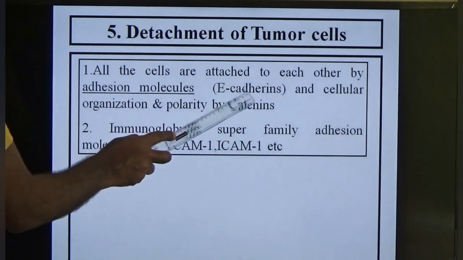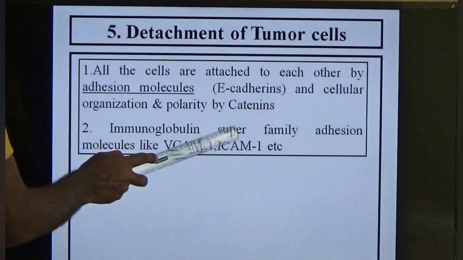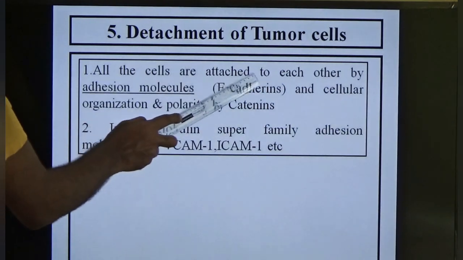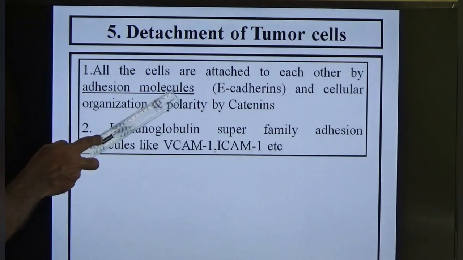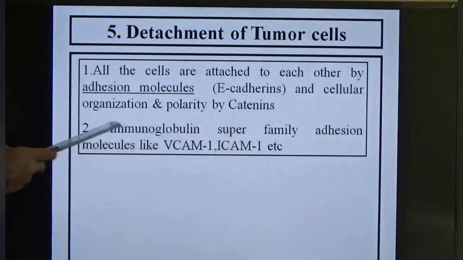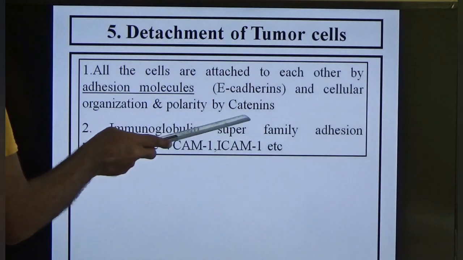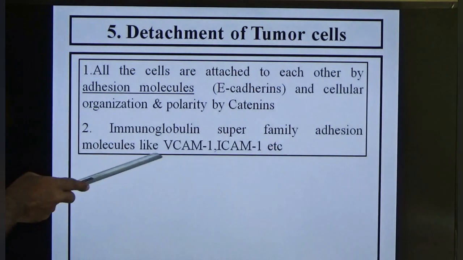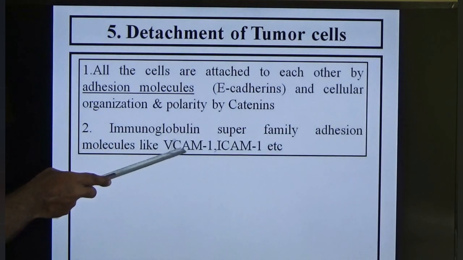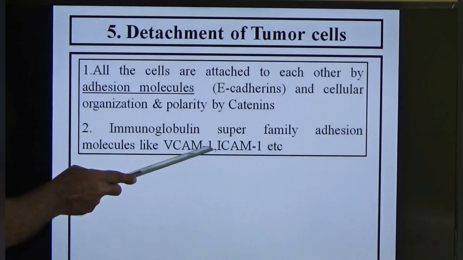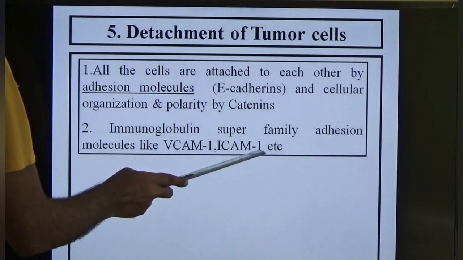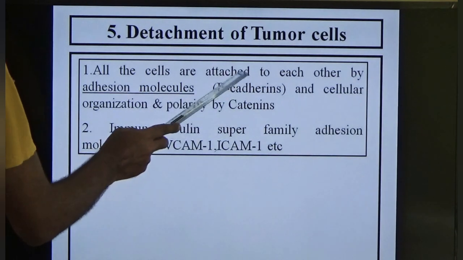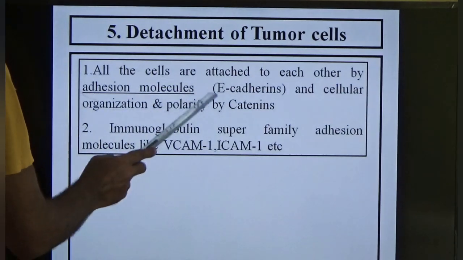One is E-cadherin, another one is the immunoglobulin superfamily. All the cells are attached to each other by adhesion molecules, E-cadherin, which gives cellular organization and polarity through the cytoskeleton. And immunoglobulin superfamily adhesion molecules like vascular endothelial adhesion molecule and intercellular adhesion molecule 1. So all the cells are attached by these adhesion molecules.